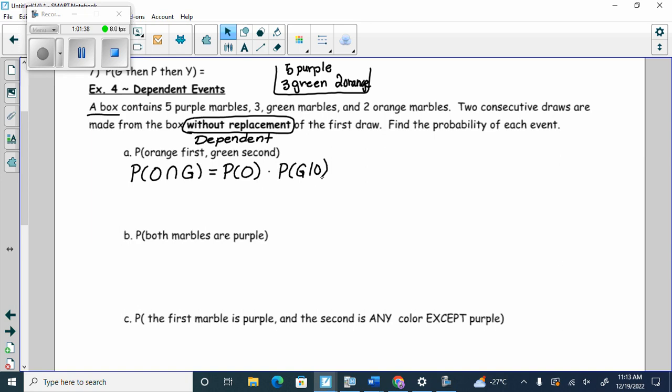How many orange are there? 2 out of? How many? 10. Green, given that I'm holding an orange? I have an orange in my hand. What's it going to be? 3 out of? 9.